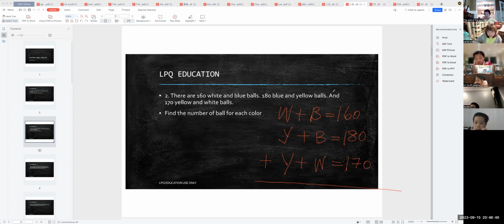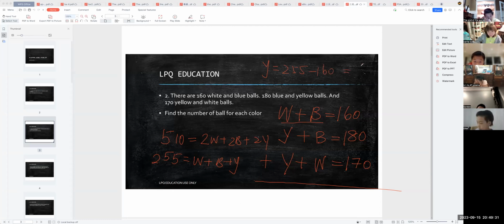So everybody, if I plus them all together, 510 equals what? Equals 2W plus 2B plus 2 yellow, correct? Okay, so that means 255 equals W plus B plus Y, correct? So now who can tell me what is yellow? Yellow equals 255 minus 160 because W plus B equals 160. So equals 95. So blue equals 255 minus 170 equals 85. And white equals 255 minus 180 equals 75.